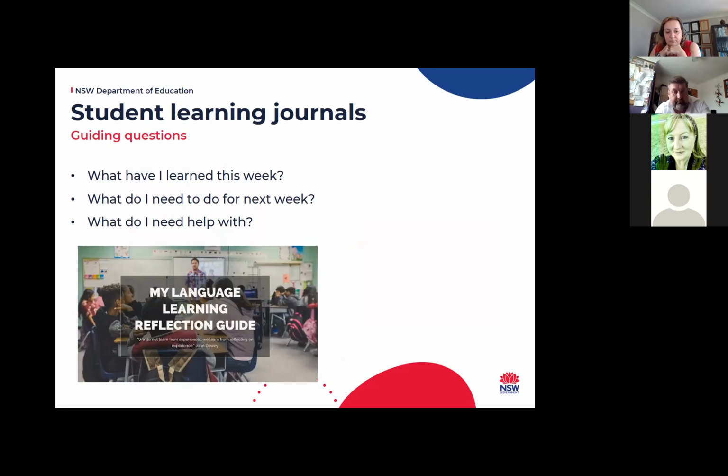Student learning journals provide a place for students to plan, set goals, and write reflections, helping them to develop their language skills. The use of student learning journals also assists students with their organisational skills and with developing a growth mindset. Guiding questions for the student learning journal may include, what have I learnt this week? What do I need to do for next week? What do I need help with? You may also want to include information on how they can use their own learning. We have provided an online sample self-reflection guide for students on our website, which you can see on the slide. I'll come back to this at the end of today's presentation.